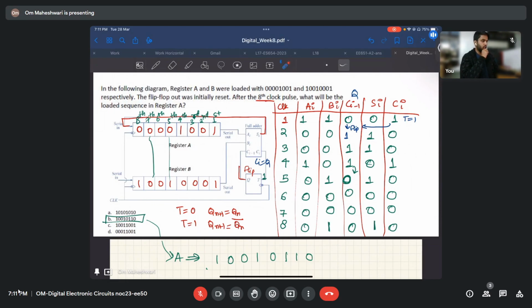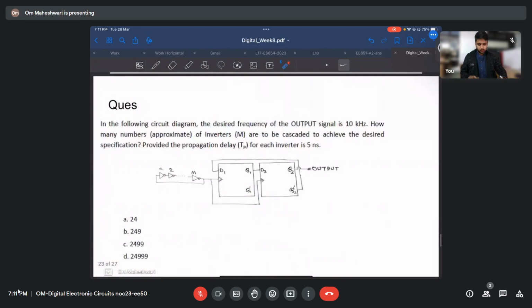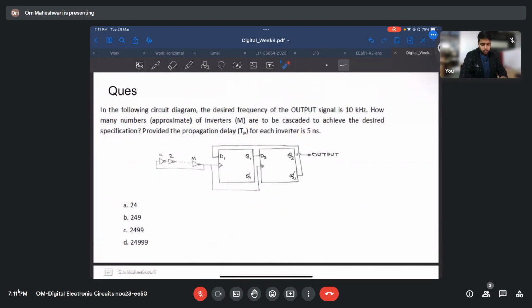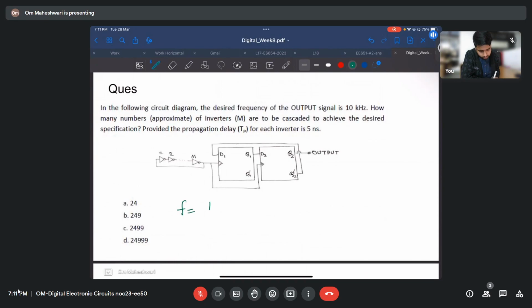Okay, let us see the next question then. In the following circuit, the desired frequency of the output signal is 10 kHz. How many inverters N are required to be cascaded to achieve the desired specification? The tau PD of each inverter is 5 nanoseconds. Okay, so we already know, right? F equals 1 upon 2n tau PD.